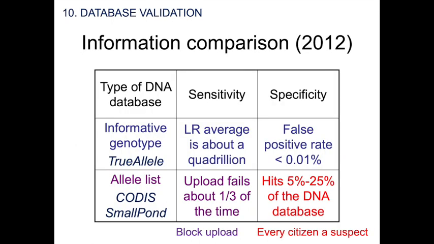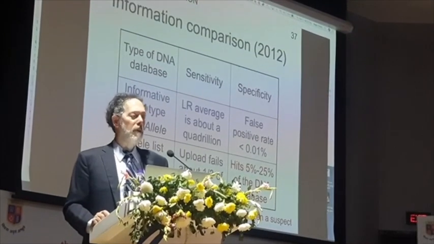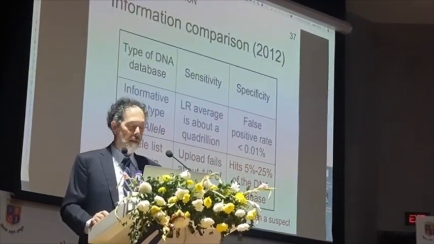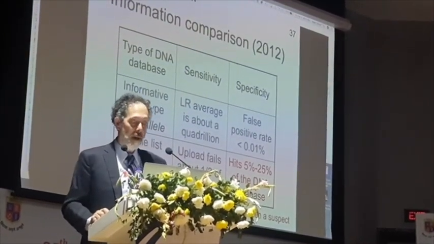Here's the database validation that I presented. It's on our website. In 2012 at an American Academy of Forensic Sciences meeting, we looked at how well CODIS, or databases like that that use allele lists, work compared with TrueAllele. I won't go into detail. You can watch the talk. It's only 15 minutes, but I'm almost done and out of time here.